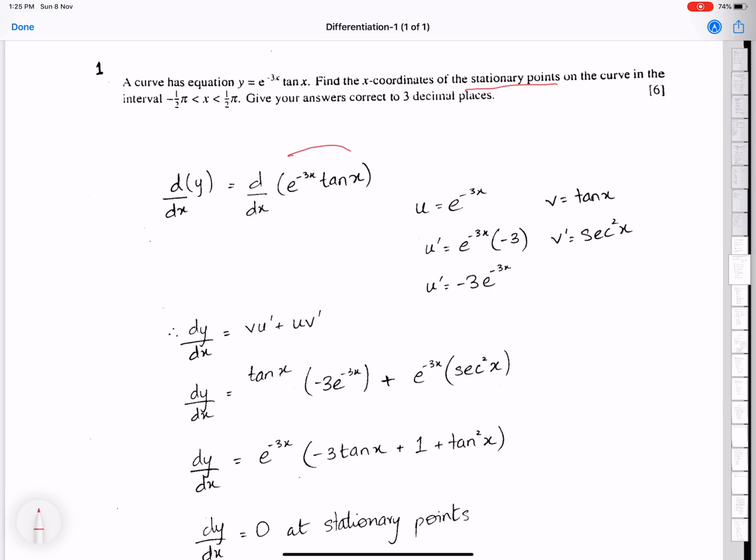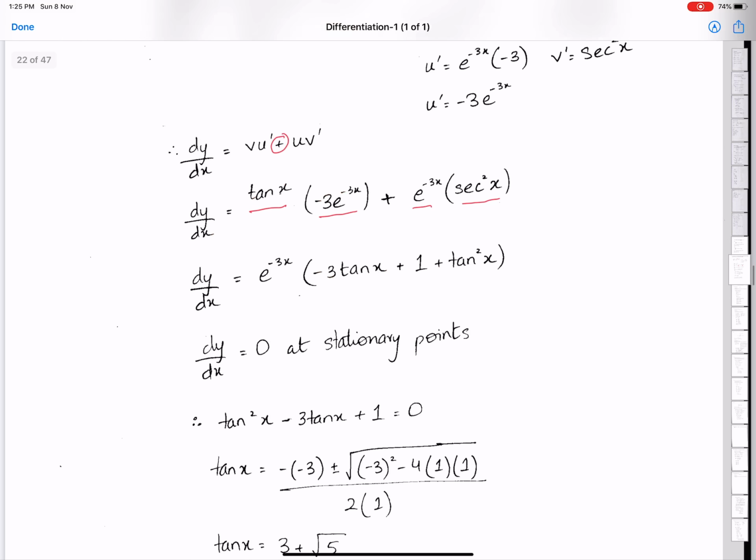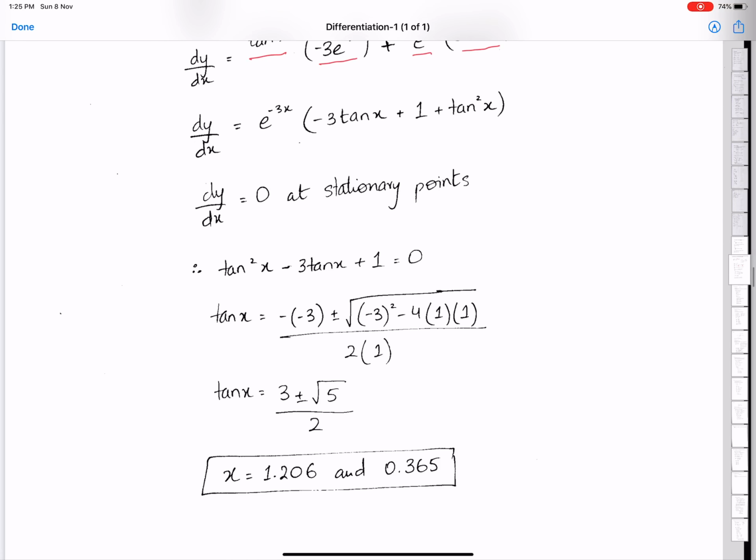So this is uv. According to the uv rule, you can write anything first because of the plus sign. So v is here, and the differential of u is minus 3e to the minus 3x. Then do vice versa. u is here, and the differential of v is sec square x. Now we have to take e to the minus 3x common, and then we need to equate the differential to 0, because at a stationary point or points, dy upon dx is always 0, because the tangent is always horizontal.